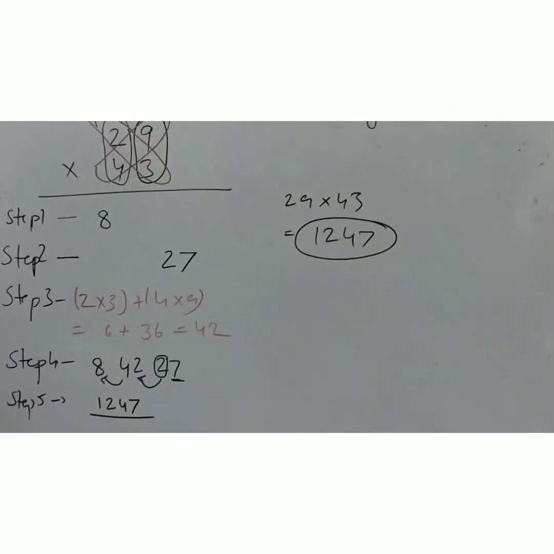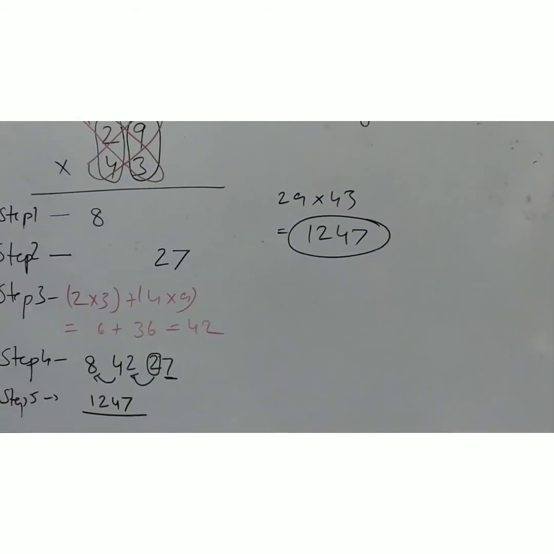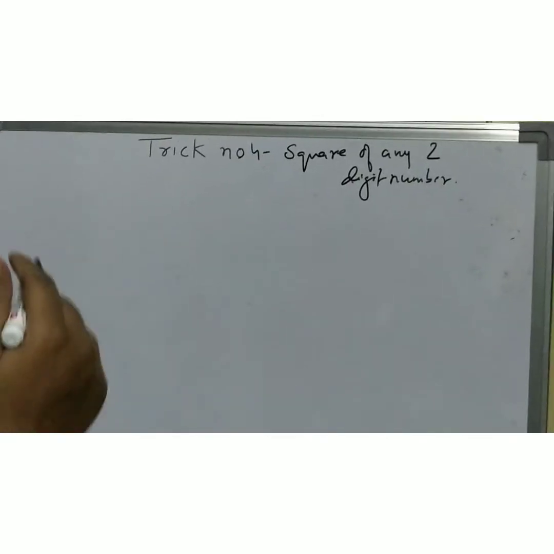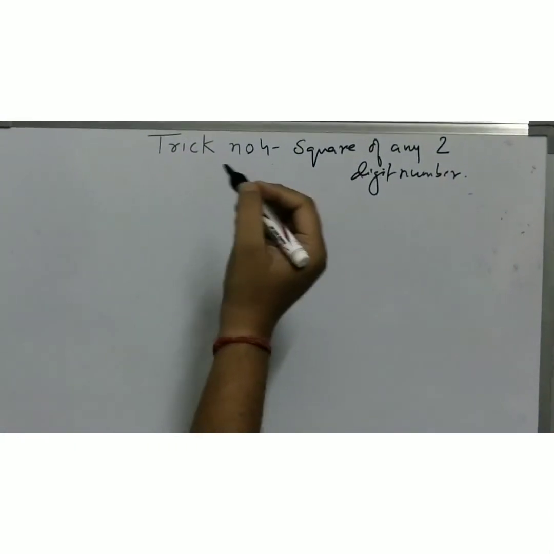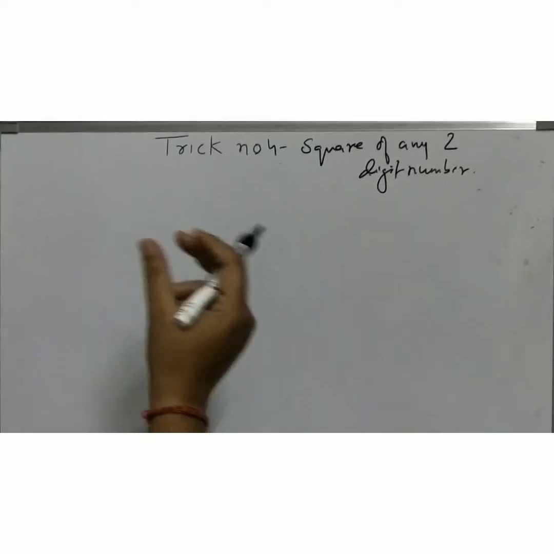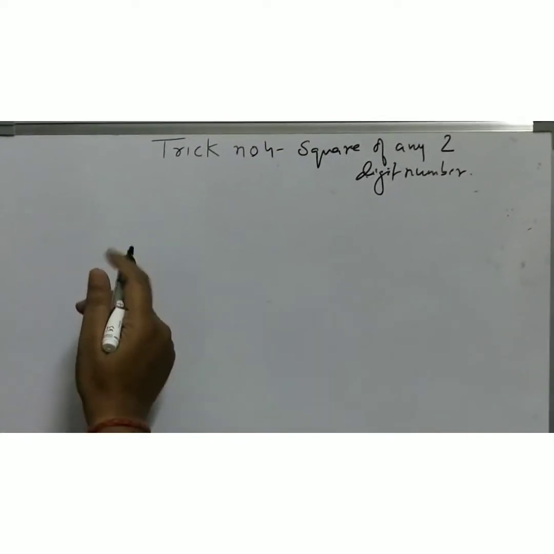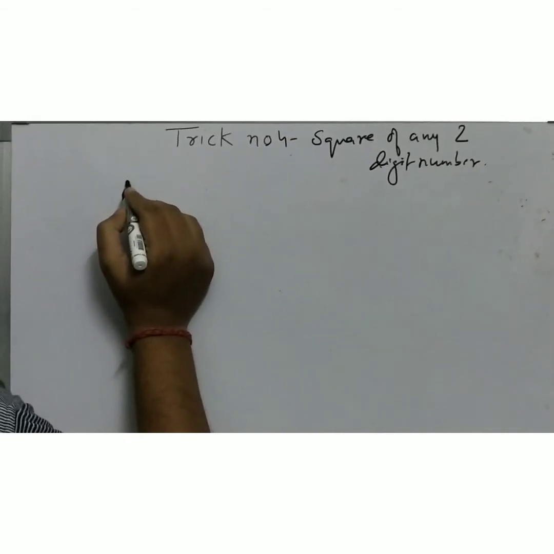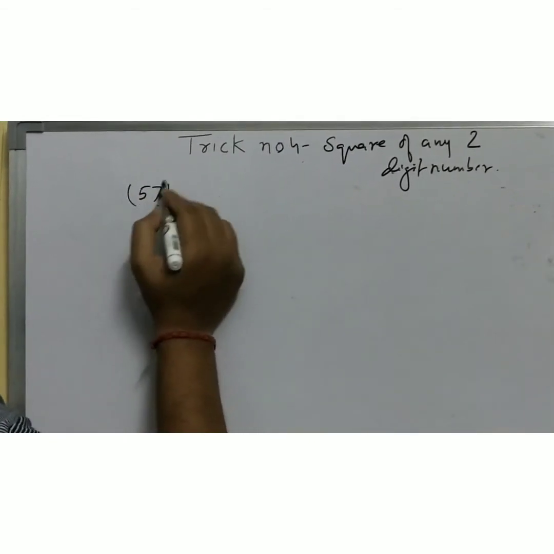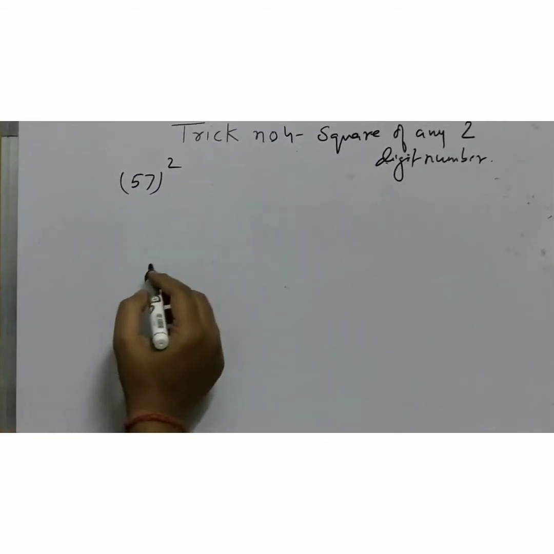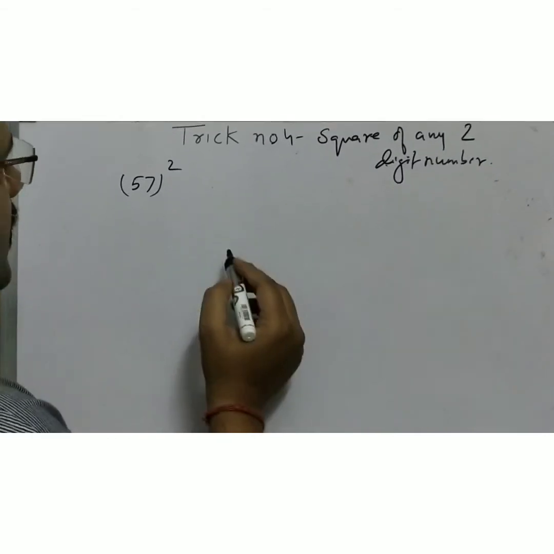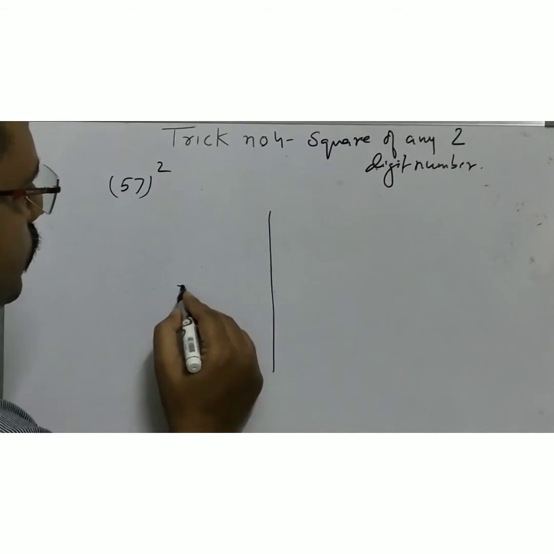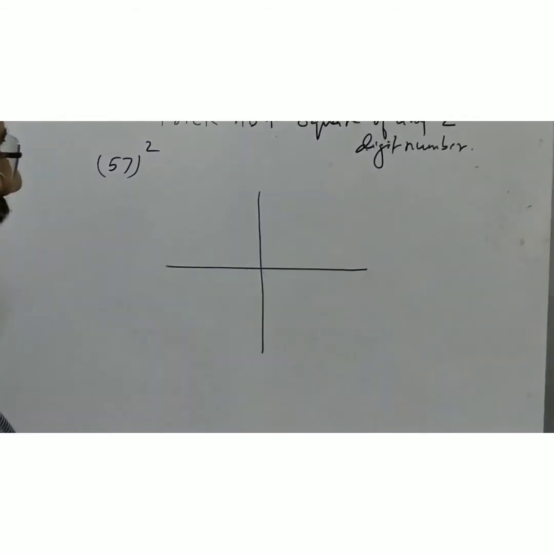I hope the trick is clear to you all. Now let's move on to our trick number 4. Our trick number 4 is how to calculate quickly the square of any two digit number. For example, let us find the square of 57. Now the first step here is that you need to form a plus sign like this.